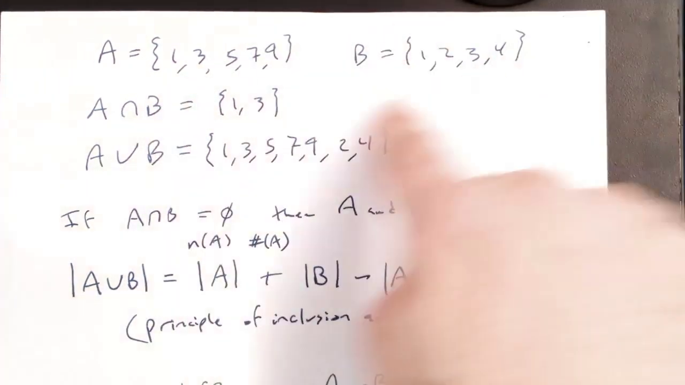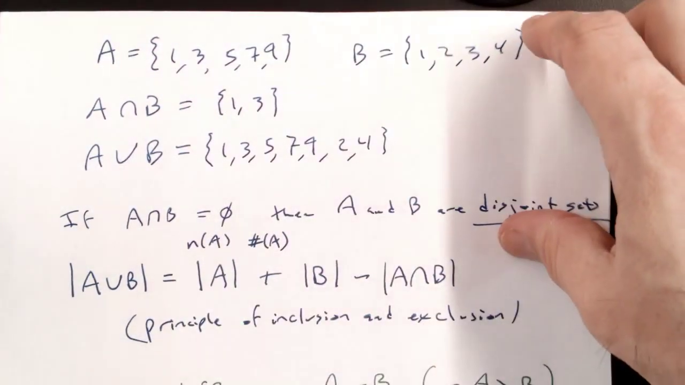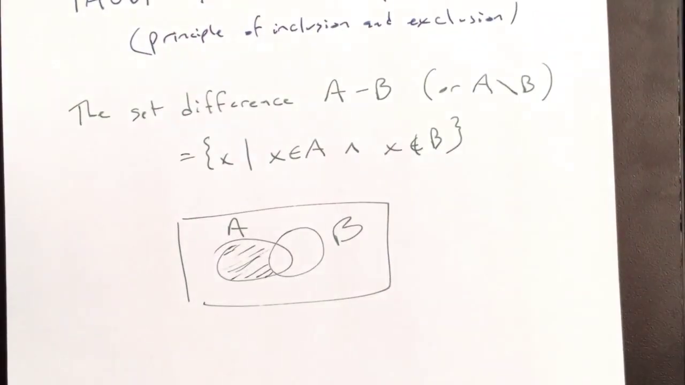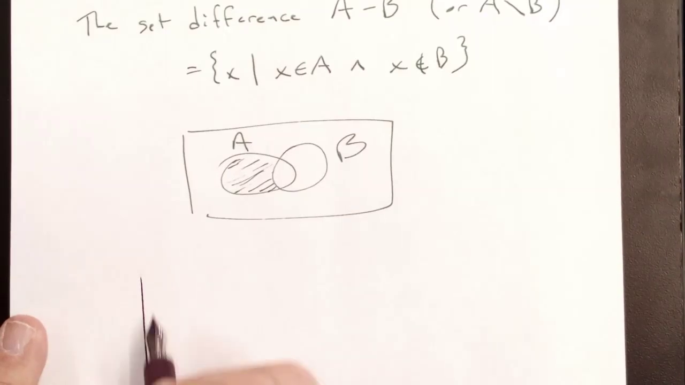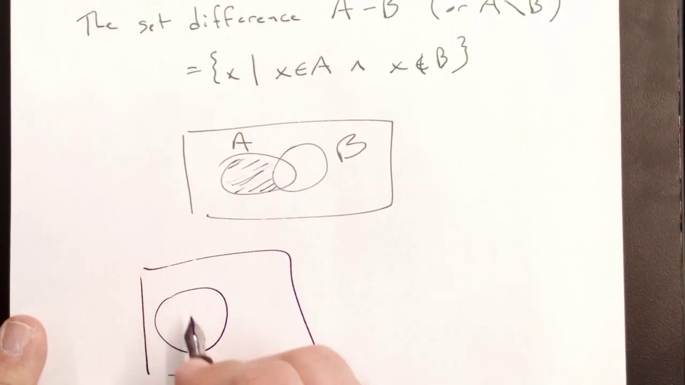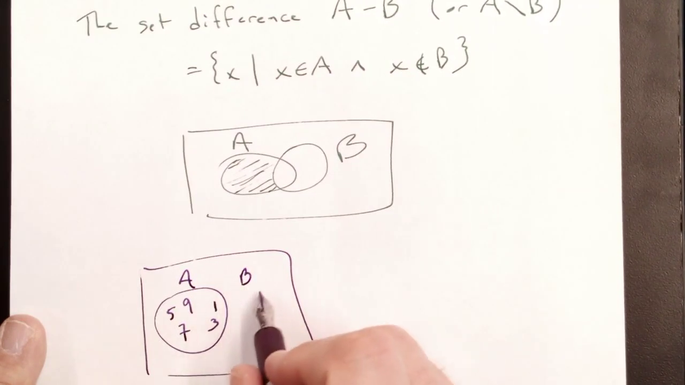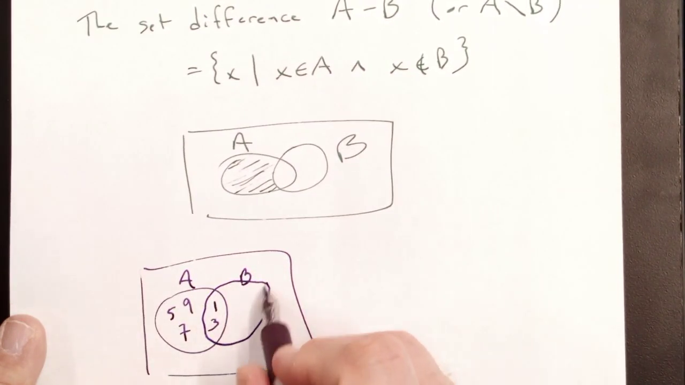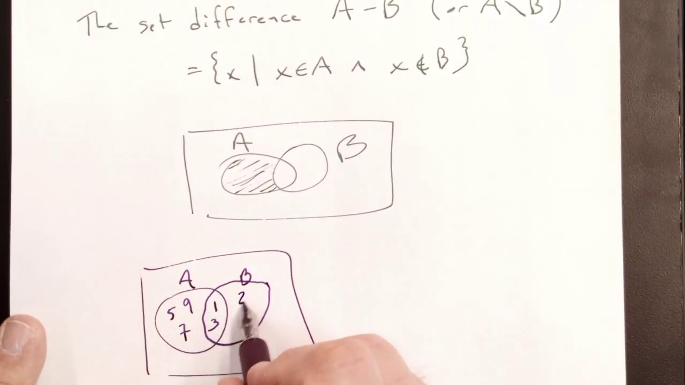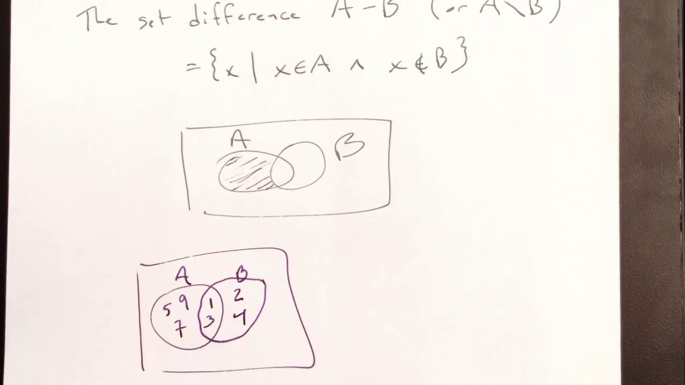Let's actually put these sets in a Venn diagram. So I have the universe of integers. My set A consists of the numbers 1, 3, 5, 7, and 9. My set B consists of the numbers 1, 3, 2, and 4. There's no repetition.